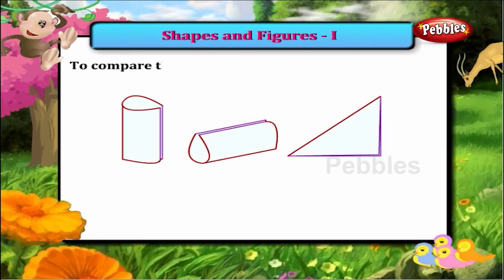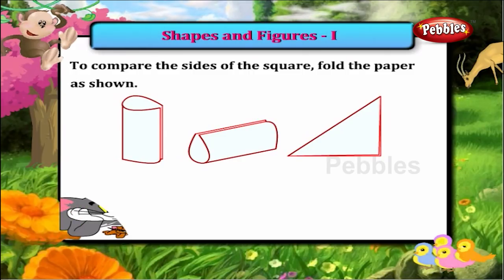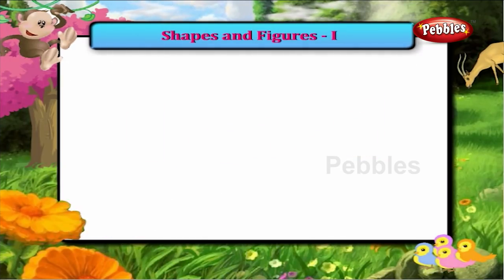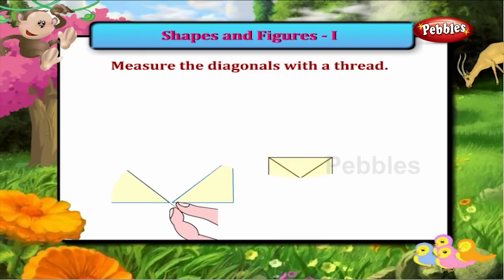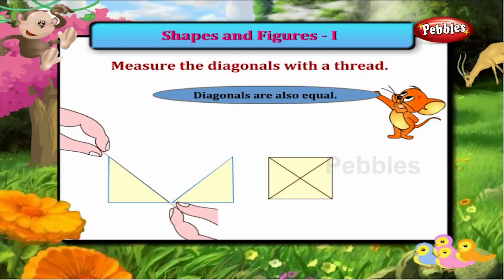To compare the sides of the square, fold the paper as shown. All sides of a square are equal. Measure the diagonals with a thread. The diagonals are also equal.